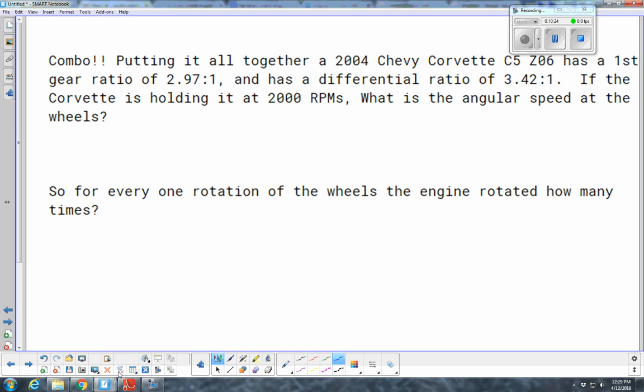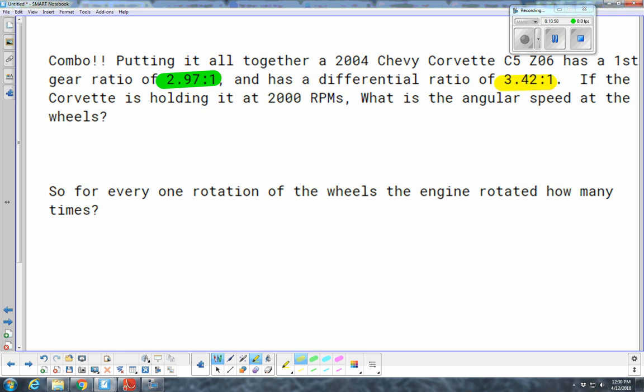So that was my dream car, and we're going to use it for the rest of these examples. These are real numbers off of that car. In first gear, its transmission ratio is 2.97 to 1, and its rear differential is 3.42 to 1. Those are its two ratios.